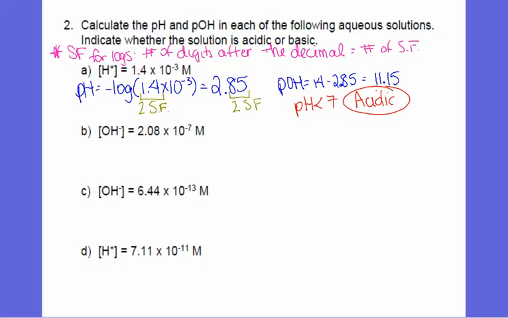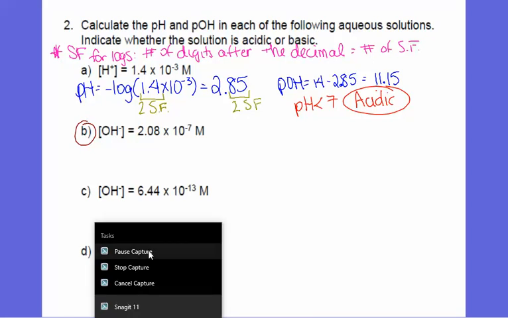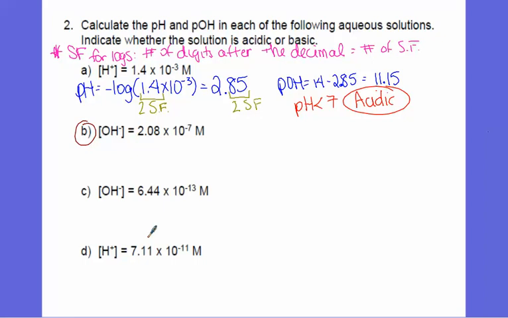Why don't you guys do letter B on your own? Notice I give you OH, so what are you going to find first? pOH. So why don't you guys try that one? All right, what did you guys get as the pOH? Good, 6.682. We need to have 3 numbers after the decimal because we have 3 sig figs.